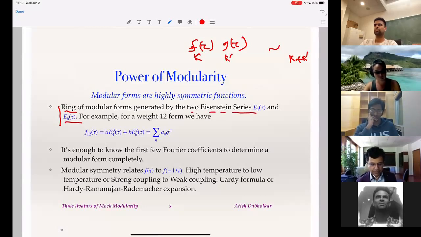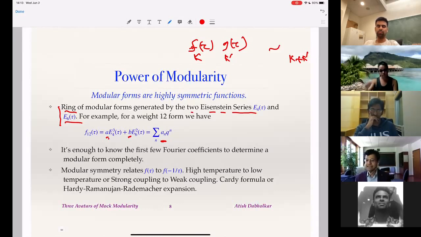So for example, if you want a weight 12 modular form, there are only two possibilities, E4 cubed and E6 squared. And you just have to figure out what the coefficients A and B are, because it has to be a linear combination of these two. And therefore, on the right-hand side, you have an infinite number of Fourier coefficients, the q-coefficients. If you only use the τ going to τ+1 symmetry, you would need infinitely many. But because of the SL(2,Z) symmetry, actually you just need to know two coefficients. So if you know the first two Fourier coefficients of this function, then they have determined the function completely.